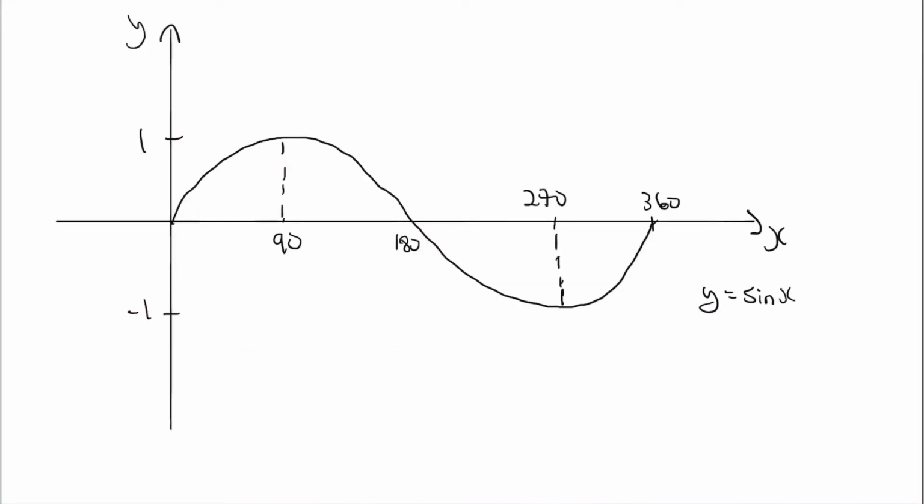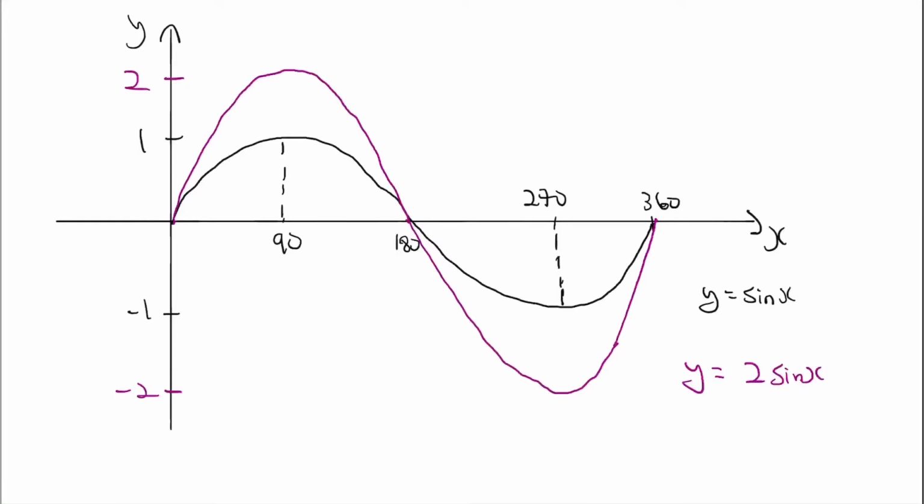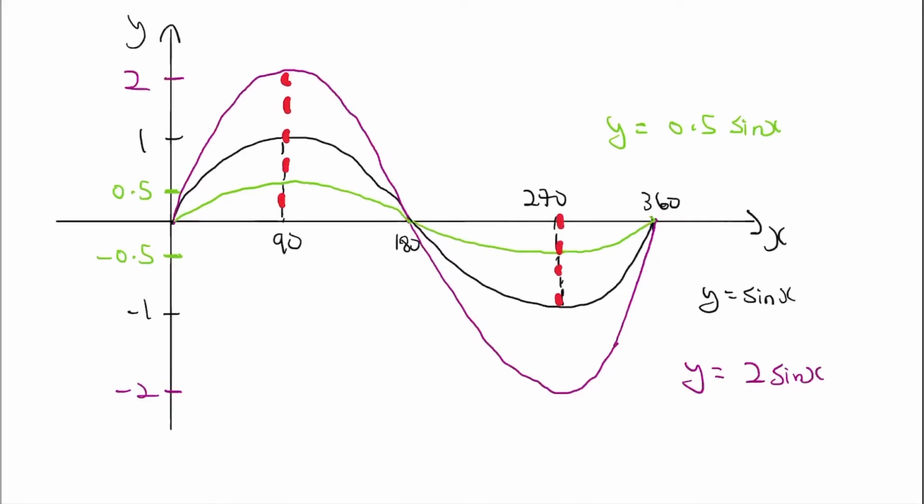Alright, let me show you some more examples. Once again, this is y equals sin x. The purple one will be y equals 2 sin x. Now what if it's something even shorter like this? This is y equals 0.5 sin x. The maximum point still happens at 90, and the minimum point still happens at 270.